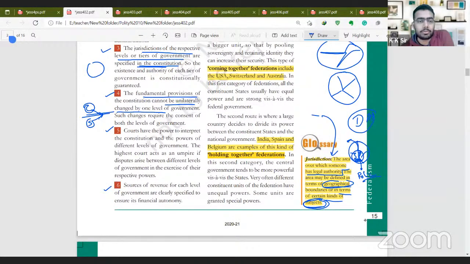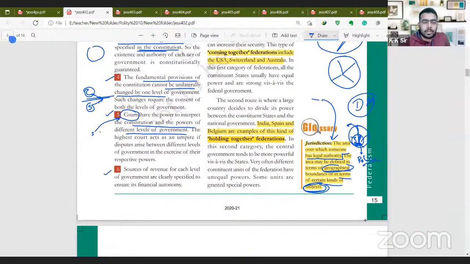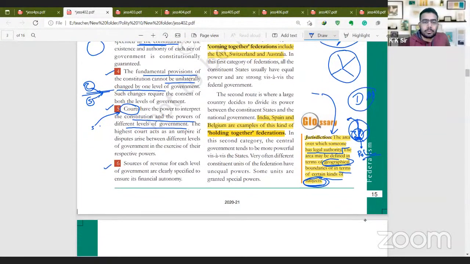Courts have the power to interpret the constitution and the powers of the different levels of the government. So in a federal polity, if there is any conflict between the center and the state about the distribution of power, that should be settled by the court, not by the center. ऐसा नहीं कि center बोले कि नहीं नहीं यही सही है. That dispute should be settled by the court.